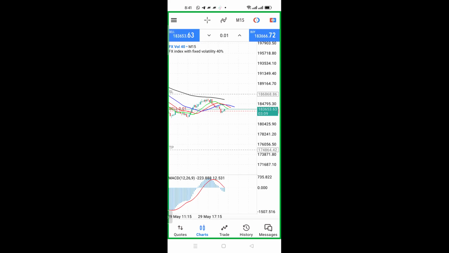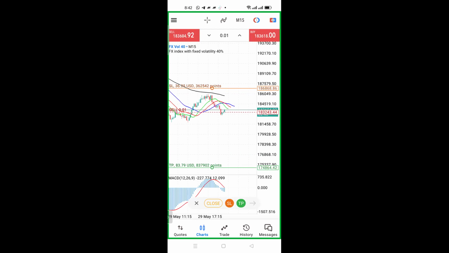Okay. So what I just wanted to show you is this. You see, with 0.01, this trade is going to give $83.79 as take profit. Then stop loss would be $36.25. What this means is that if this trade hits stop loss, that would be how much you lose. This is what you are going to lose if the trade hits stop loss. But if the trade goes well and hits TP, this is what you are expected to get. So this is what I just wanted to show.